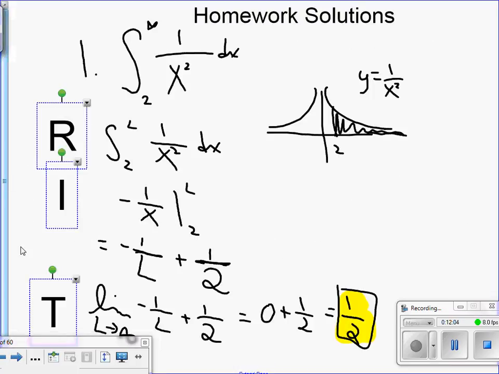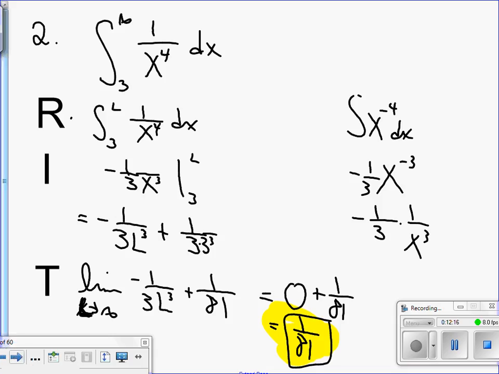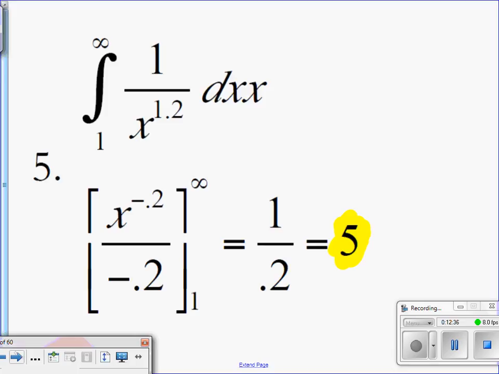Okay, number 1. Did anyone get a half? That's nice. Number 2, 1 over 81. Okay, so that was 2, 1 over 81. Number 5. Oh, look at this, the key.